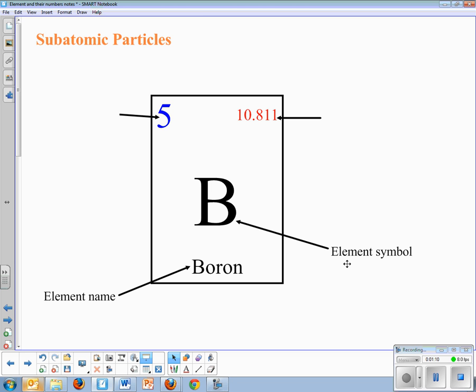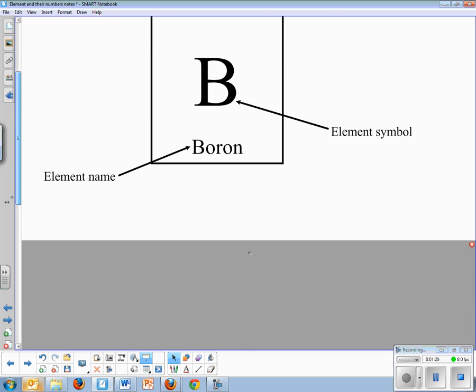The blue number in the upper left corner, we call that the atomic number. And the red number with decimals after it in the upper right corner, that's what we call the atomic weight or the atomic mass. Both names work for that number. So what do all these numbers mean?